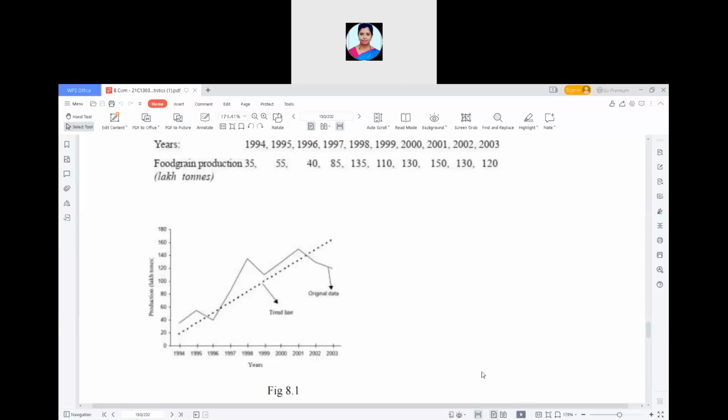And the second point is, since freehand curve fitting is subjective, it cannot have much value if it is used as a basis of prediction. And the third point, this method appears simple and direct. However, it is very time consuming to construct a freehand trend if a careful and conscientious job is done. So, these are the limitations we have under this freehand method.